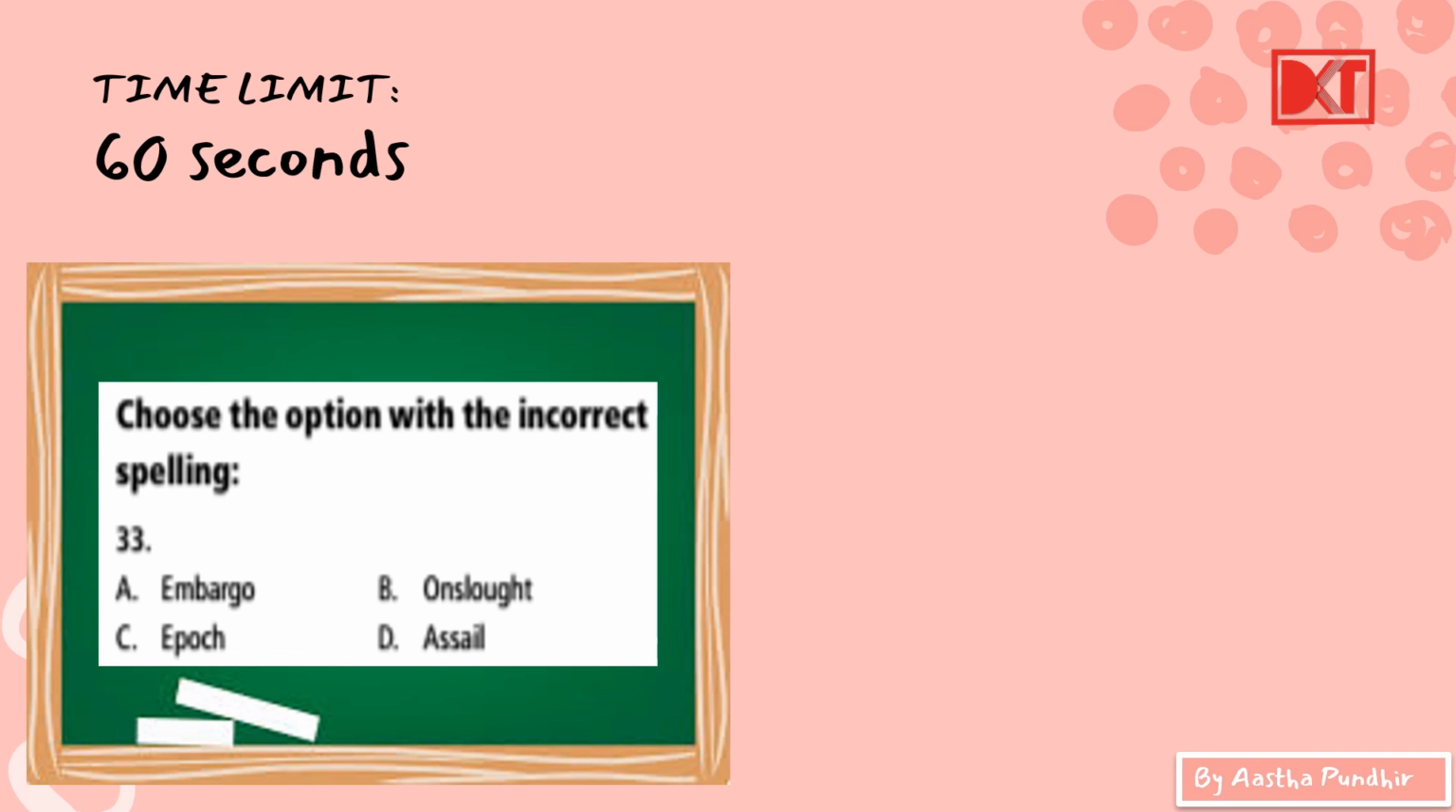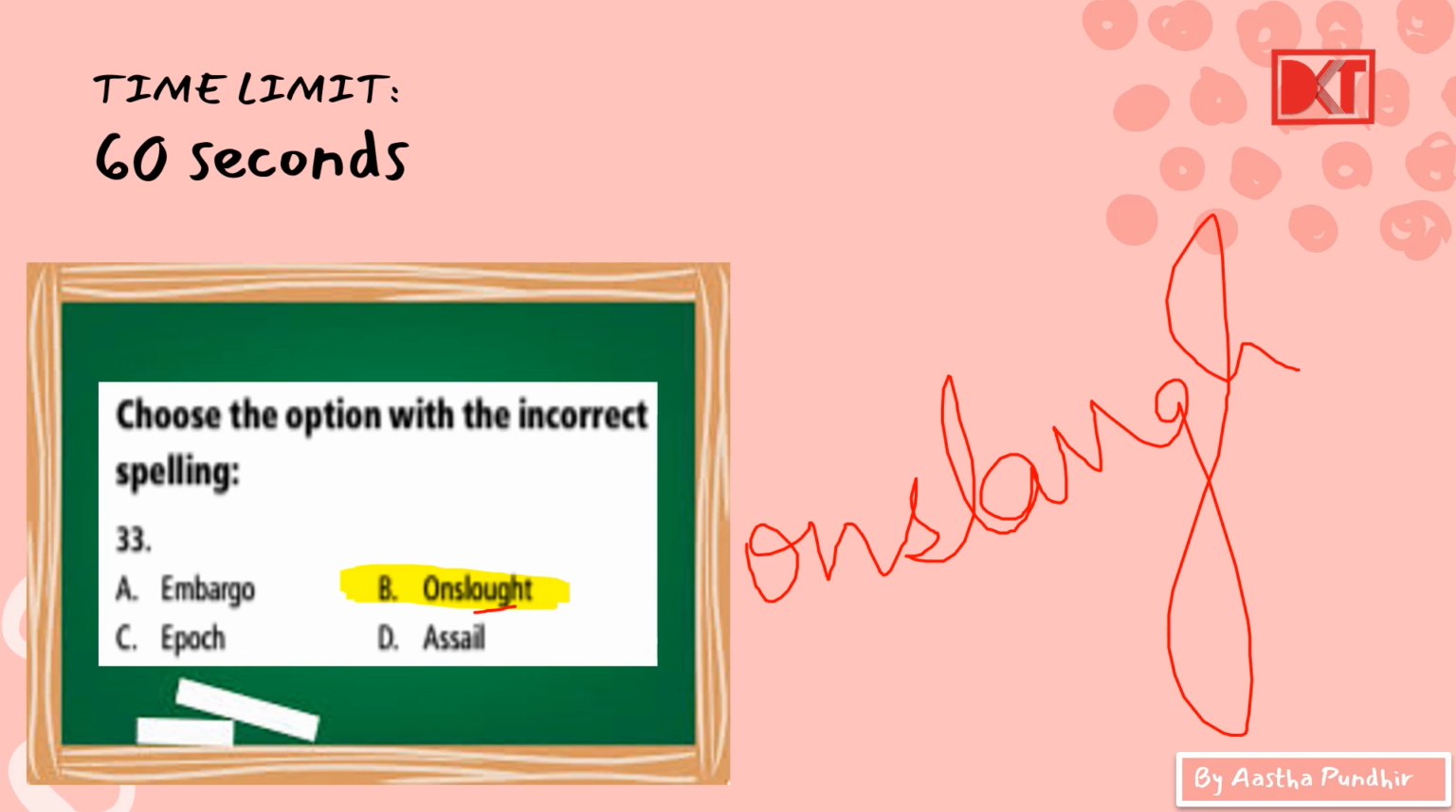Okay, here again choose the option with the incorrect spelling. Here the word with the incorrect spelling is B, onslaught. In onslaught, we don't get OU, we actually have O-N-S-L-A-U-G-H-T. Okay. And the meaning of onslaught is basically some sort of a destructive attack.